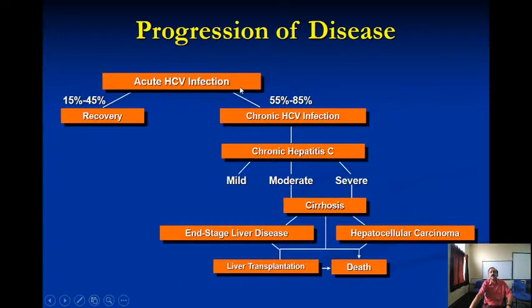So in acute hepatitis C infection, you can either have a recovery or a person can go into chronic infection. That's what you mentioned, 55 to 85%. They can be mild, moderate or severe. Moderate patients can also have cirrhosis of liver and then will move into end-stage liver disease or hepatocellular carcinoma. You can do a liver transplantation, but sometimes it may be useful, may not be useful, because if you still continue to have hepatitis C, liver transplantation may not be of much use.